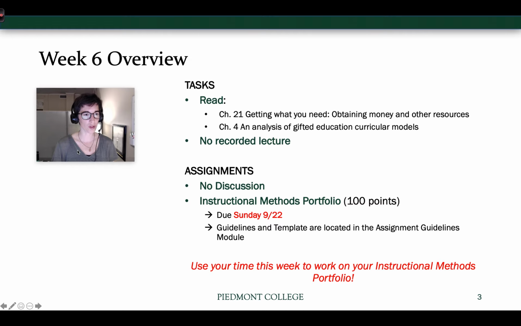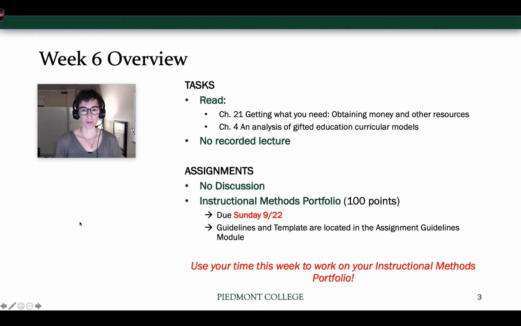So just 2 readings in your textbook. Chapter 1 is the Getting What You Need chapter, and then chapter 4, an analysis of gifted education curricular models. There's no formal lecture recorded this week, and as we go down below to your assignments, there's also no formal discussion this week. That means that this is primarily a time for you to, 1, make sure you read about the curriculum models, but 2, finalize and finish up your instructional methods portfolio.